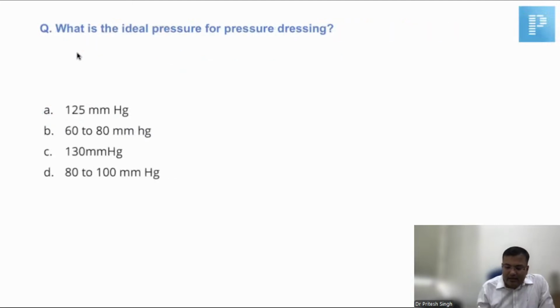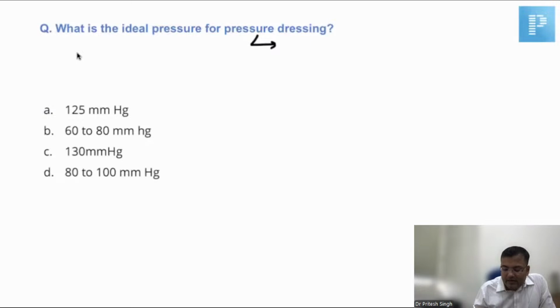Okay, next. What is the ideal pressure for pressure dressing? This was the question, or the question was related to negative pressure wound therapy. Guys, what was the question? It was related to pressure dressing or vacuum assisted closure, or negative pressure wound therapy. Okay, vacuum dressing. Okay, vacuum assisted closure.